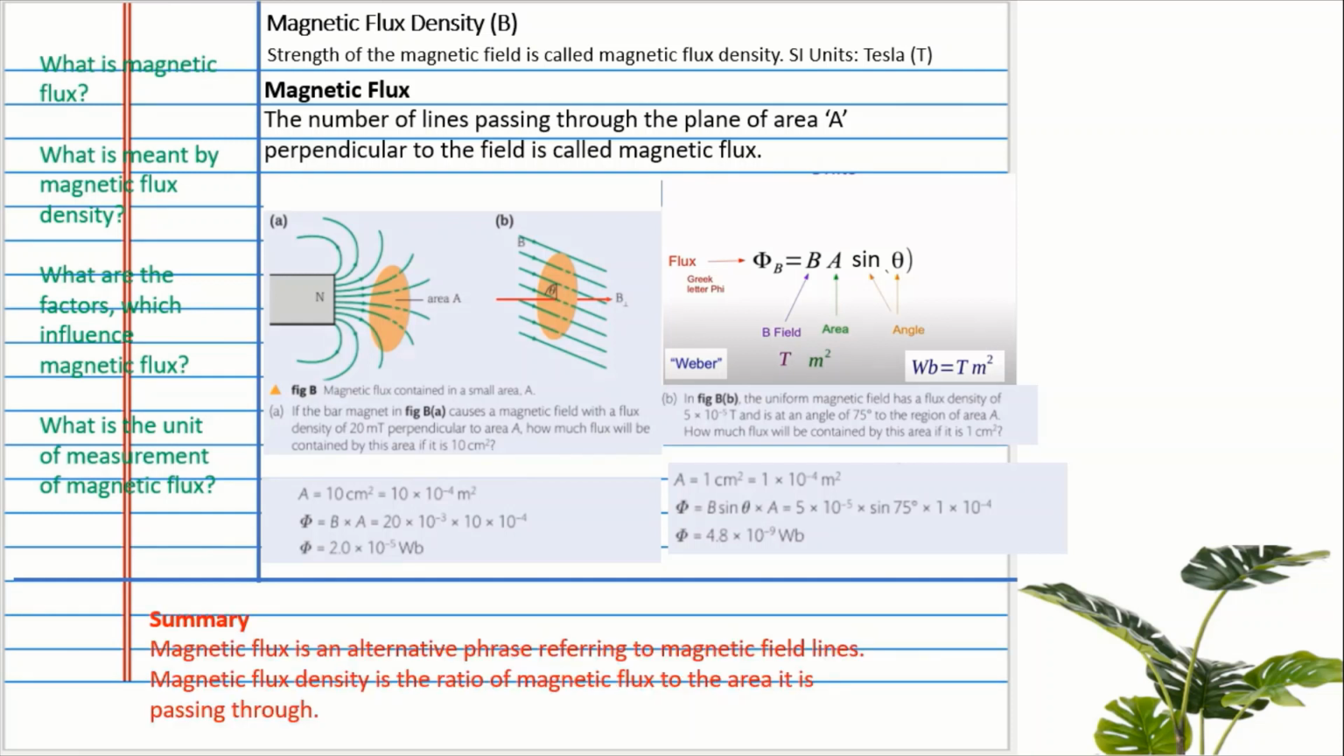Then under summary, we will just summarize the whole thing that is mentioned under the main section of the notes. Magnetic flux is an alternative phrase referring to magnetic field lines. So maybe the summary doesn't have to be the same thing that is there in the notes. The summary should give you an idea as to what you have included in your notes. So basically, when you summarize, you have to pick your key ideas in a nutshell and record them there under summary. That's how it should be.